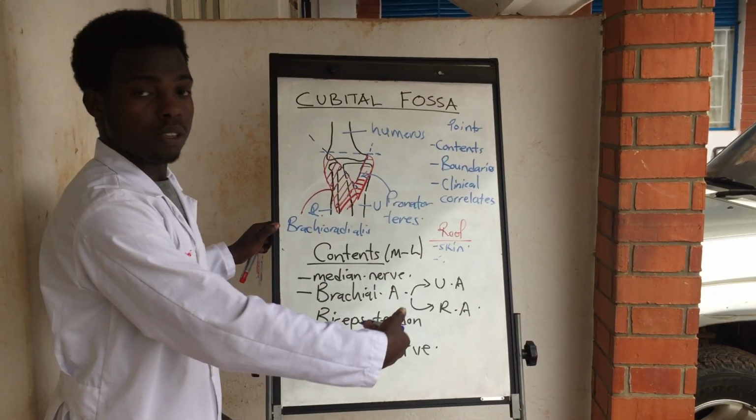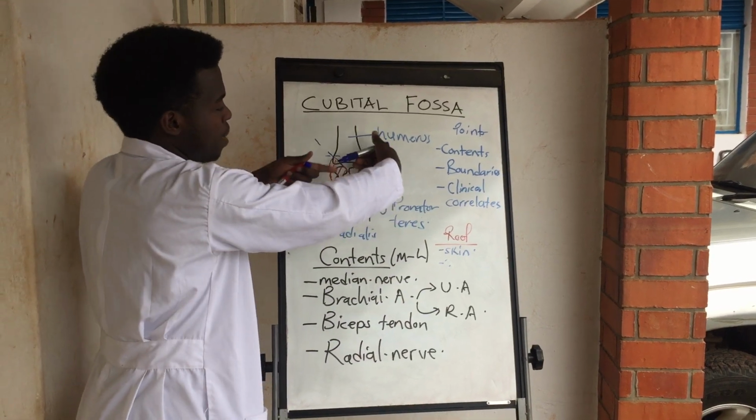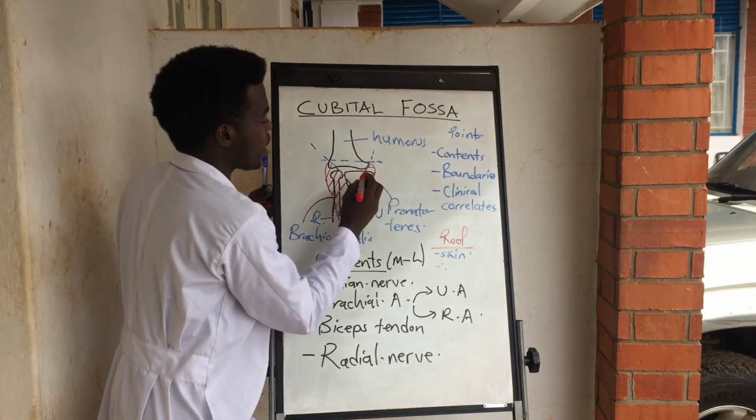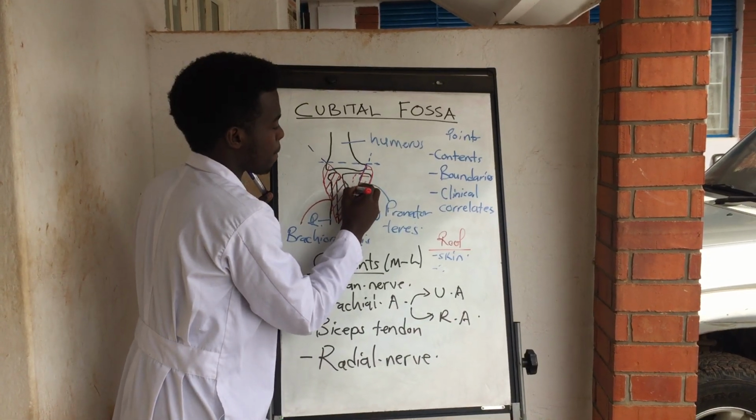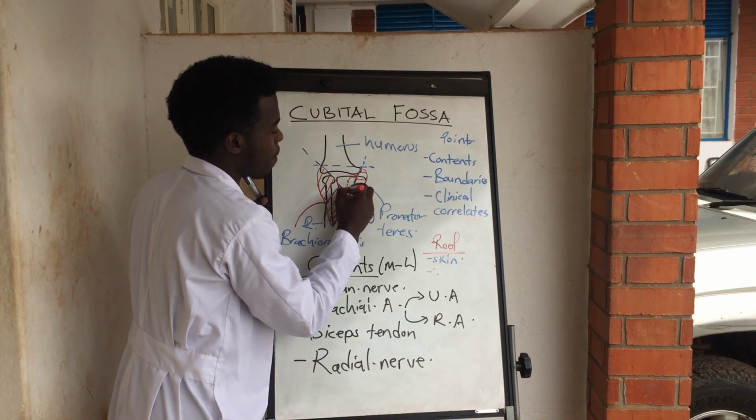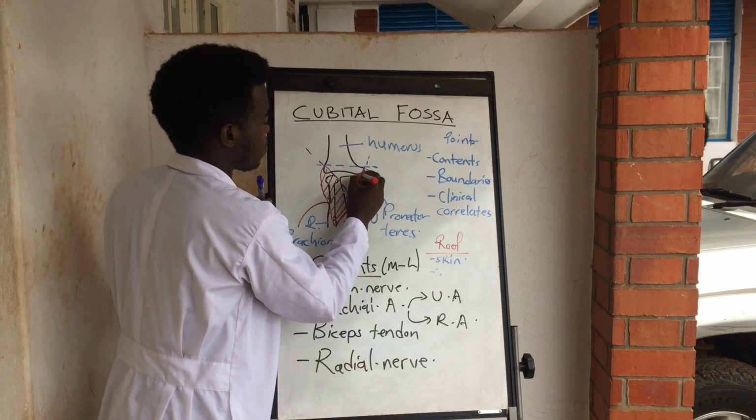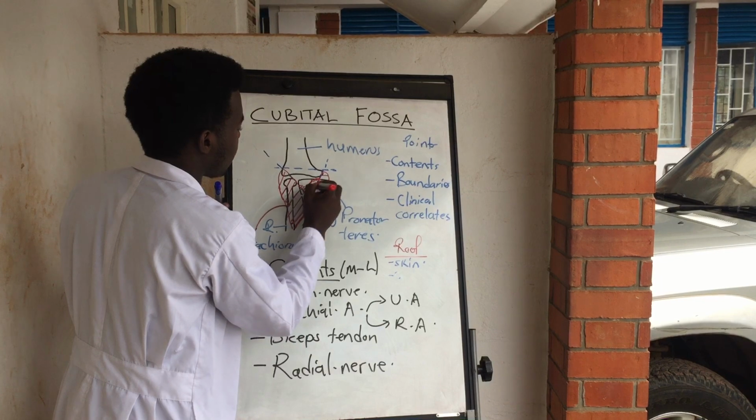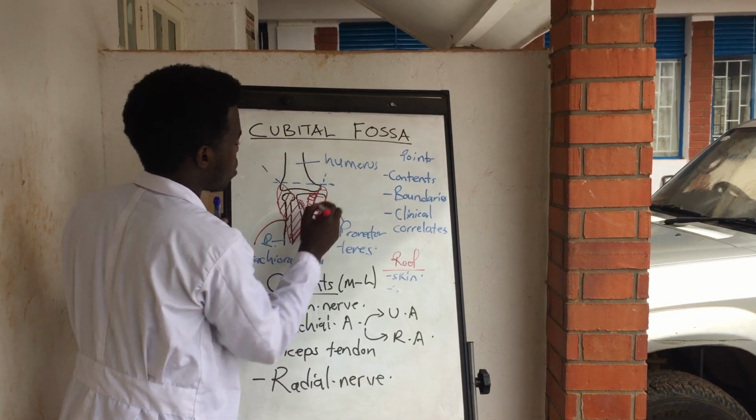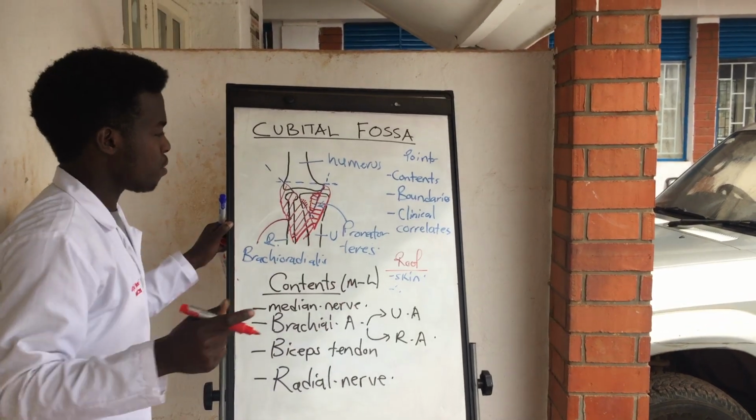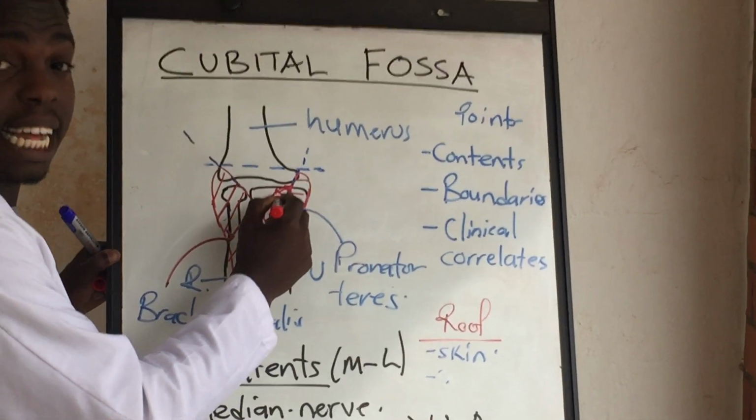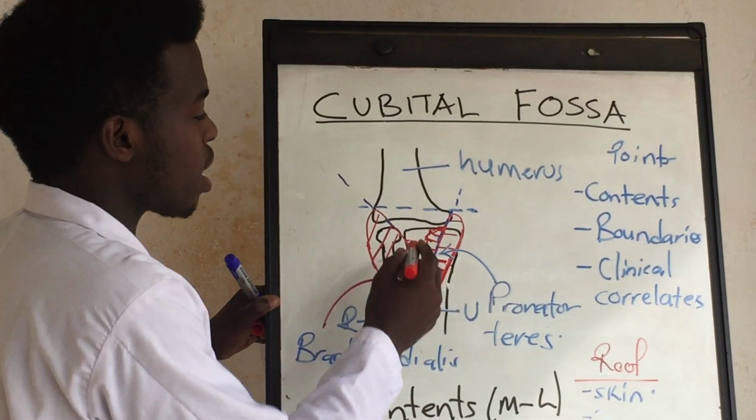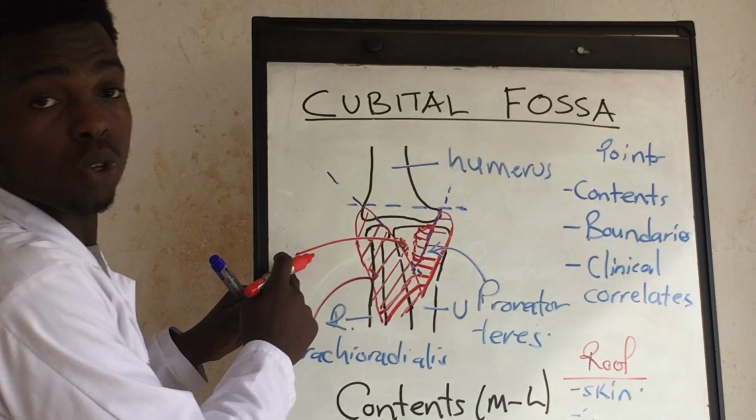So when you come to the floor, I can illustrate the floor. At this point here, we shall have an important muscle here, then also another important muscle here. Those two are going to make the floor. So here it's going to be the brachialis muscle. The brachialis muscle is going to form part of the floor together with the supinator muscle.